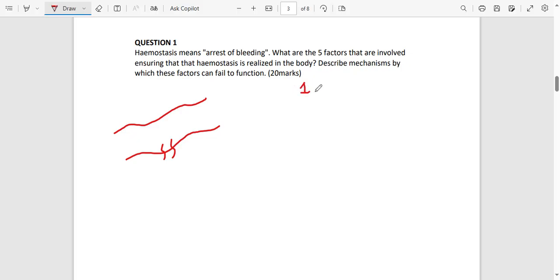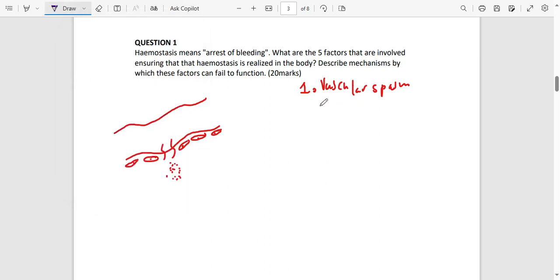Number 1, when I injure myself, there's going to be vascular spasm, a contraction of the blood vessel. Blood is coming out, so you want to at least reduce the loss of blood. Blood vessels are surrounded by smooth muscles, and these smooth muscles will contract. When you contract, you are reducing the space, the lumen, and so you are reducing the amount of blood that is flowing out.